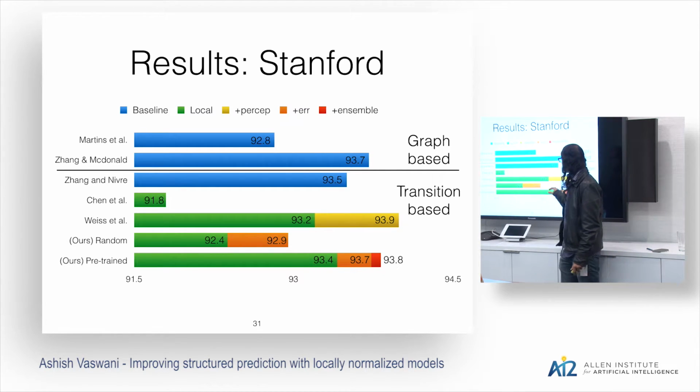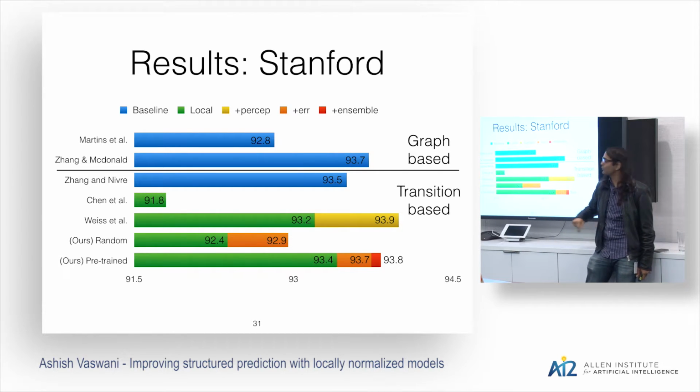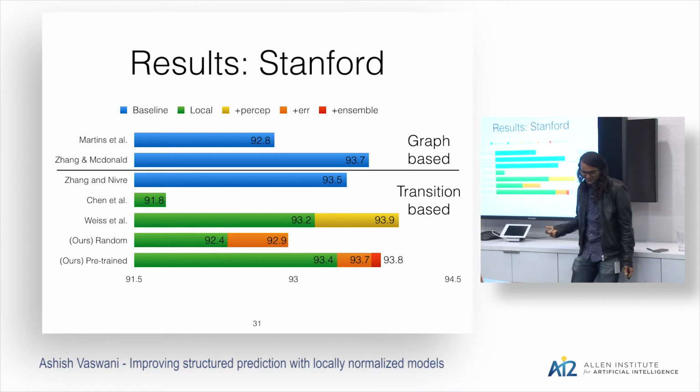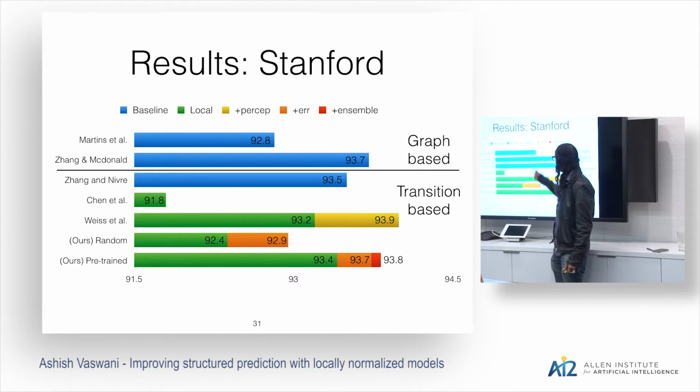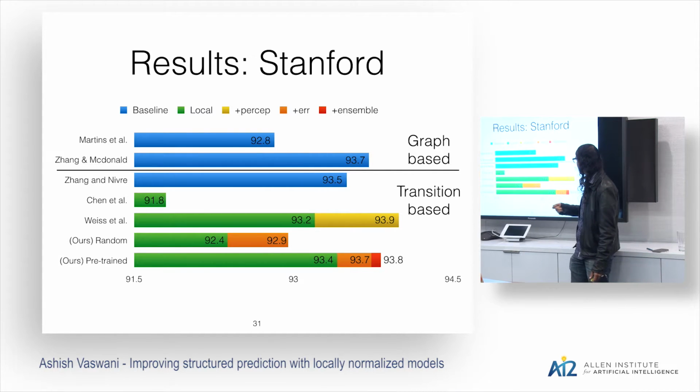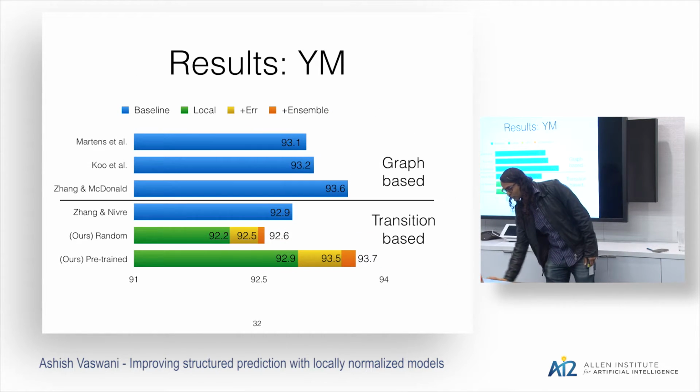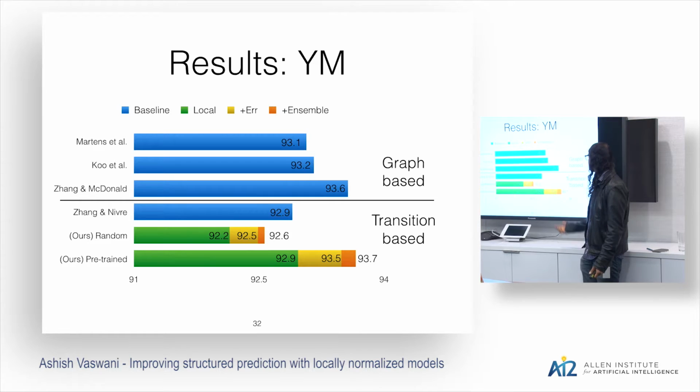But most interestingly, when we add error states, we outperform a graph-based parser. And this is a really fast parser. I mean, currently it's at 950 words a second. And there's a lot of optimizations, but it works fairly efficiently, and it outperforms a graph-based parser that uses higher order features. On the Yamada-Matsumoto dependencies, again, we get really strong improvements, outperforming previous graph-based parsers.